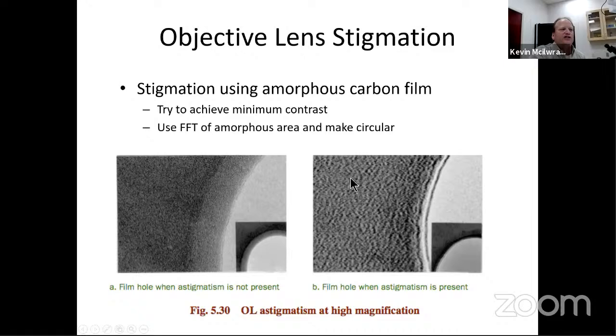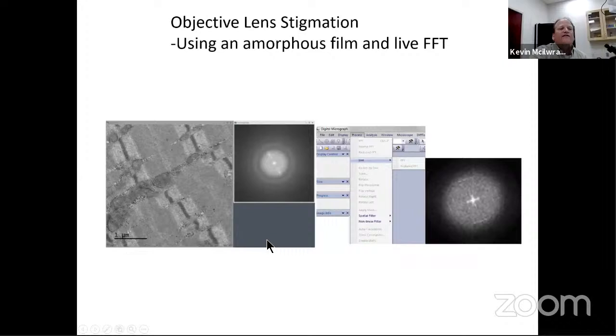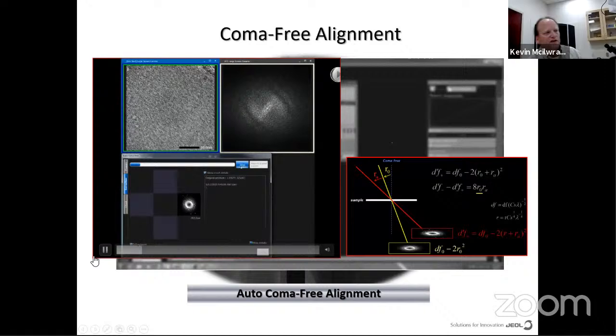I prefer to use an FFT. I can look at the image, I can look at this FFT, and if it's not round, it's astigmatic. And this is what most automated software uses to actually adjust stigmation. Another thing is there's a lot more automation. You can see the FFT of the image here.